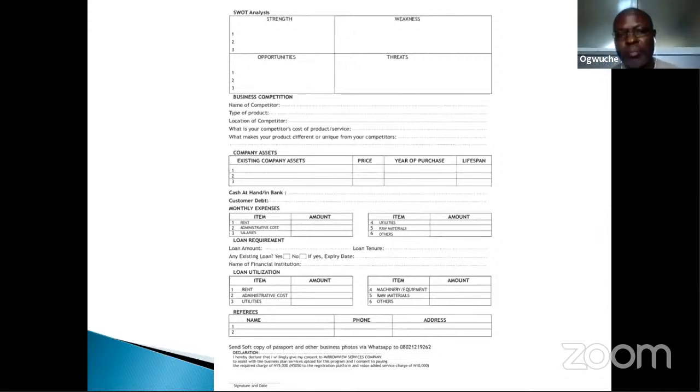Then what are the threats? The threats include the very stiff competition that we have in the poultry business. Because of the large market and the existing demand, more and more people are going into the poultry business. So the demand is large and the competition is also very stiff. There are many competitors in the poultry business.